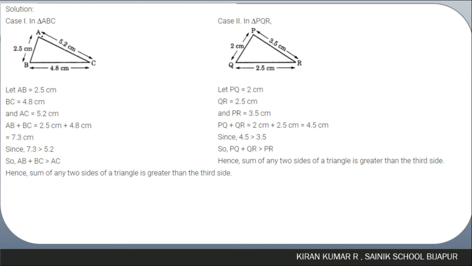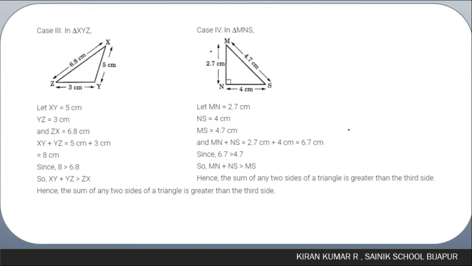First one, in triangle ABC, I have considered the sides AB to be 2.5 cm, AC to be 5.2 cm, BC to be 4.8 cm. The sum of the sides AB plus BC is 7.3 cm. It is obviously greater than 5.2 cm. Therefore, sum of two sides is greater than the third side. Another triangle PQR with PQ equal to 2 cm, QR equal to 2.5 cm, PR as 3.5 cm. Sum of PQ plus QR is 4.5 cm. It is greater than 3.5. So the sum of two sides is greater than the third side.